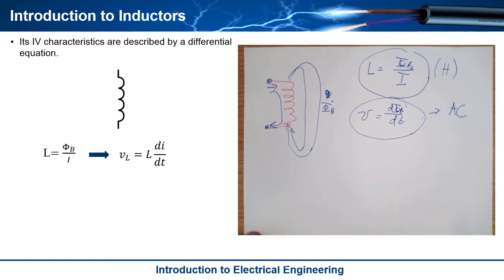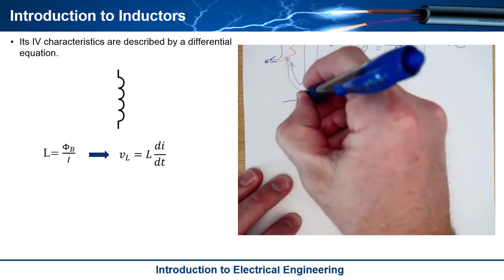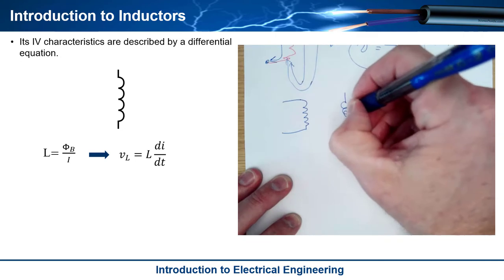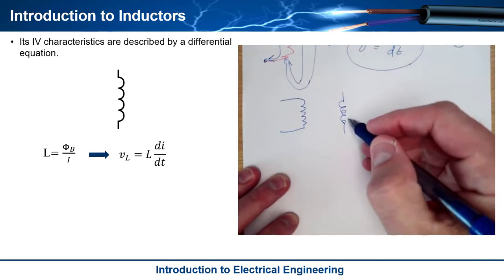Okay, so let's get back to describing the behavior of an inductor, because what we really care about is always the current and voltage relationship. So the symbol for an inductor is this. You can draw it like that, or you can draw it like this. That's it. And it reflects that it's a coil of wires.